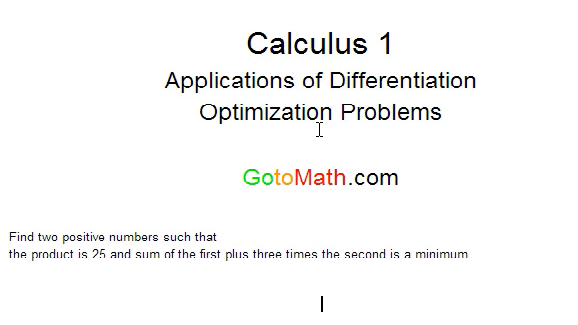All right, working Cal 1 problems, applications of differentiation, their optimization problems. And this particular one here, we want to find two positive numbers such that the product is 25 and the sum of the first plus 3 times the second is a minimum. So we're going to set up our primary equation, our secondary equation, and then go through the proper steps to finding these two positive numbers.